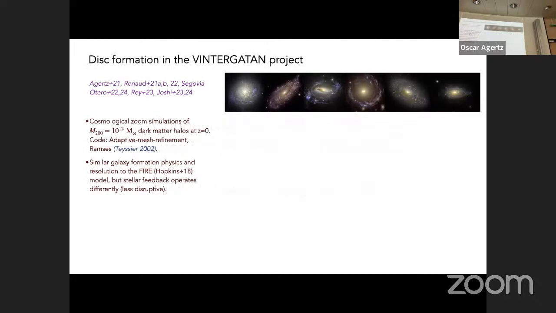Okay. So start with a simulation slide here. This is a project I've been working on for quite a while now. It's called the Vintergatan project. Vintergatan is Swedish for Milky Way, so winter streets. Okay. And here are some mock HST observations, and you can see there's a wide variety of morphologies in these objects. And so these are cosmological zoom simulations, Milky Way-like halos using the Ramses code. Again, this is to illustrate, it goes to your point, Robert, right? That they have similar galaxy formation physics here as in these FIRE models, but the feedback operates very differently. It's much less disruptive, right? So there's something we don't yet understand why.